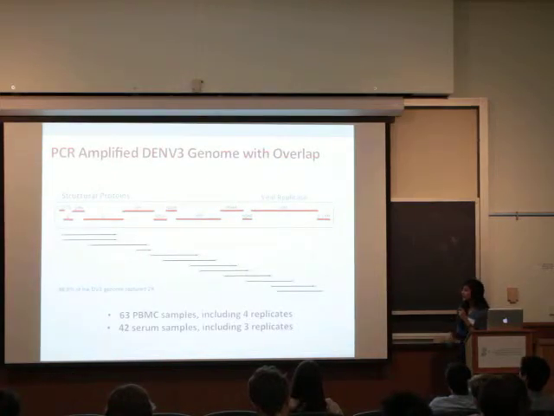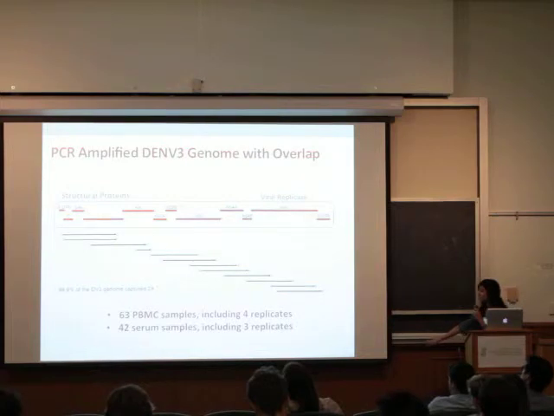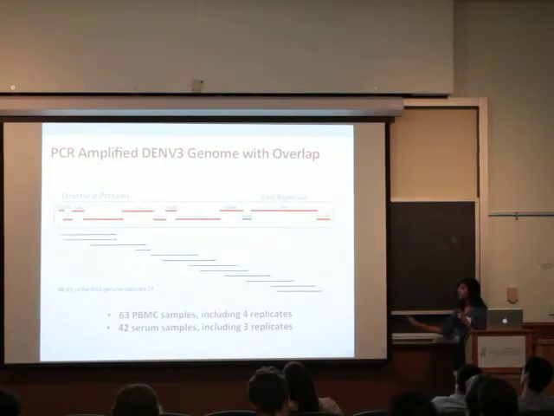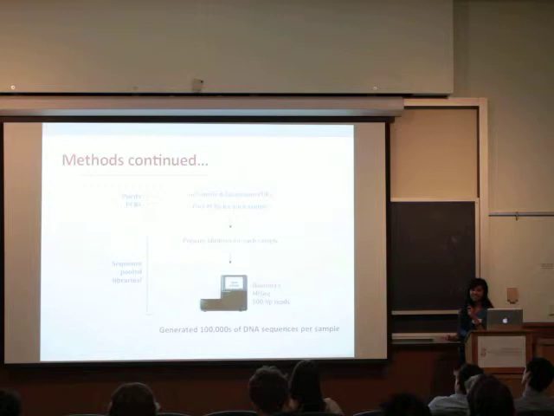So ultimately, we successfully processed 63 PBMC samples and 42 serum samples, including these replicates, and the purpose of the replicates was to ensure reproducibility of our results and to weed out any false positives.